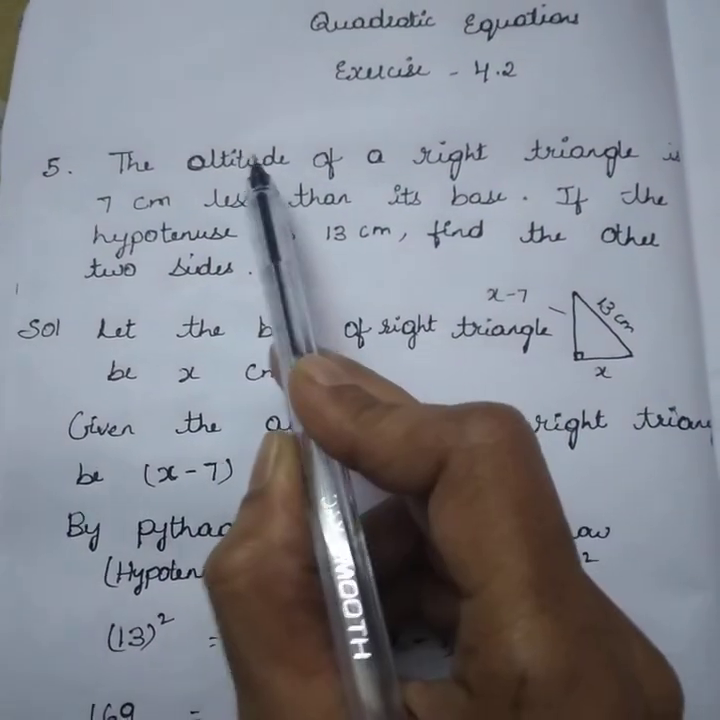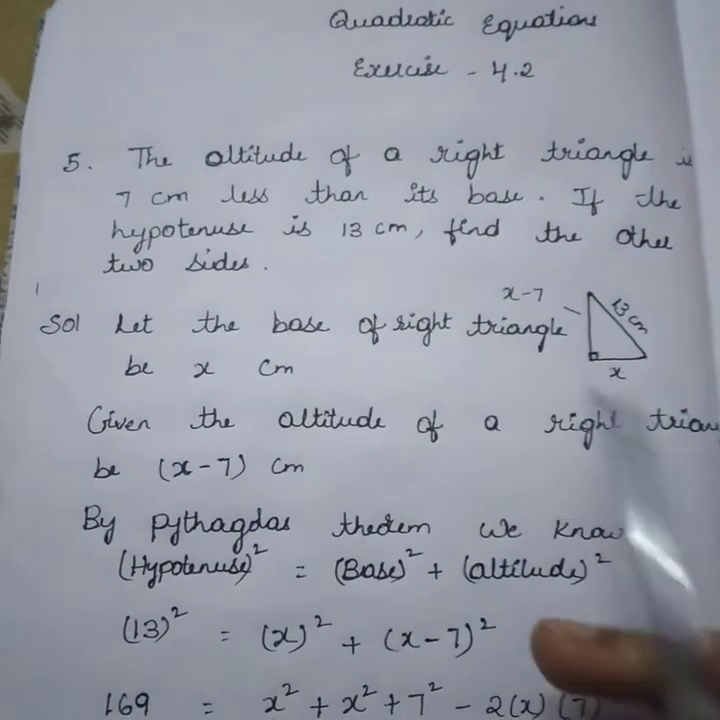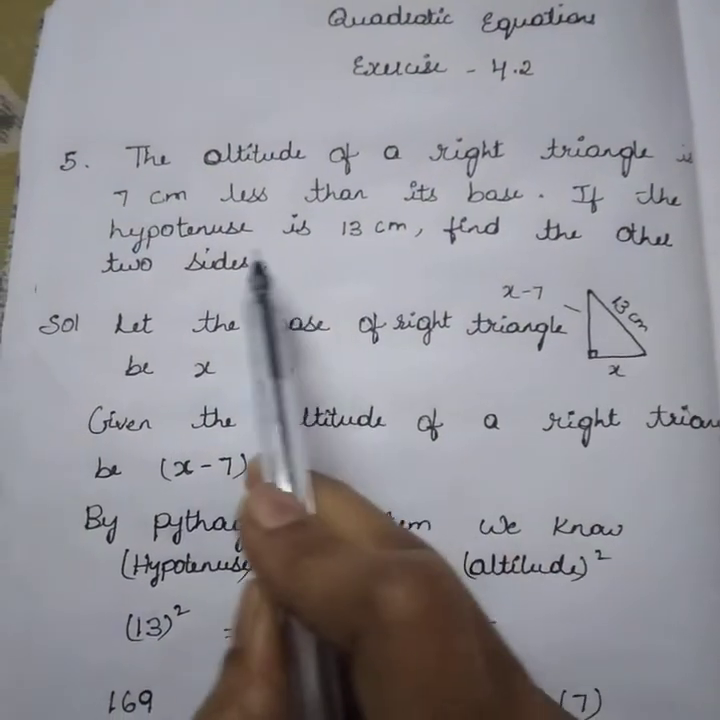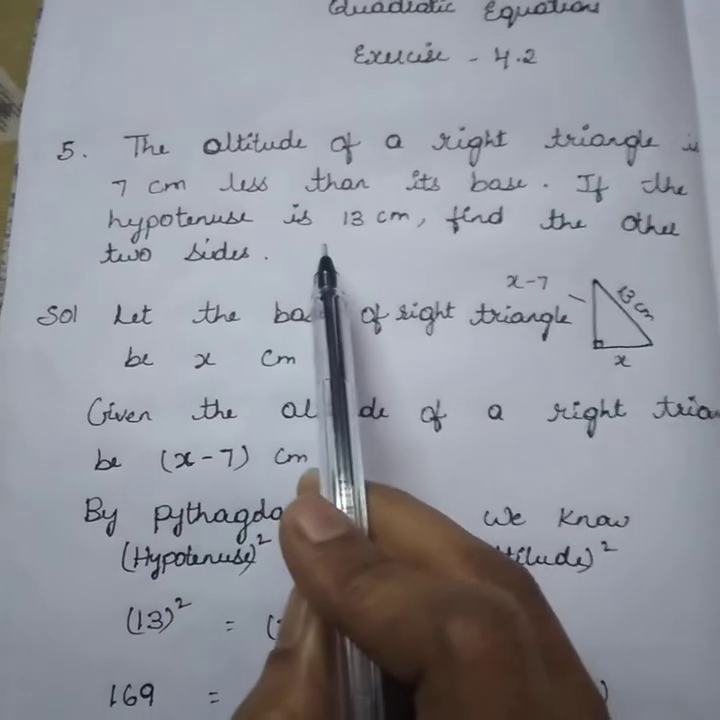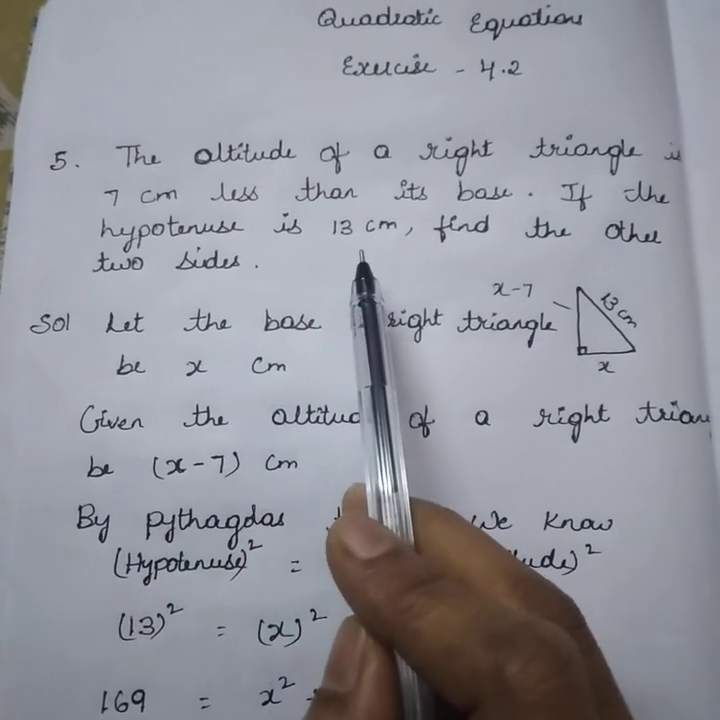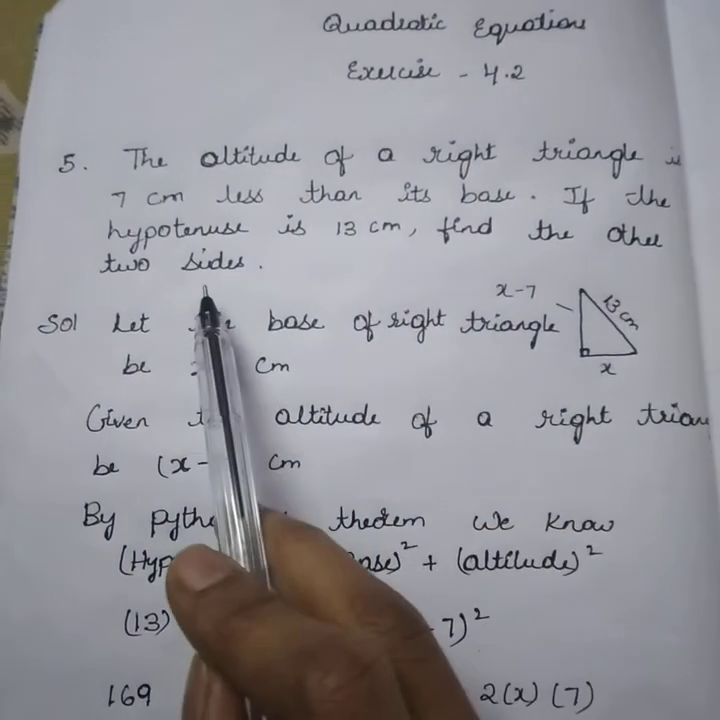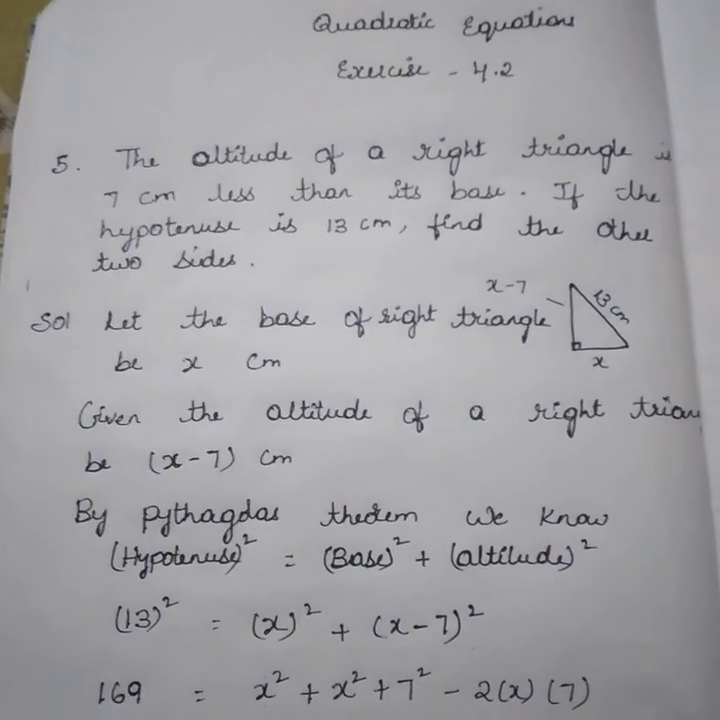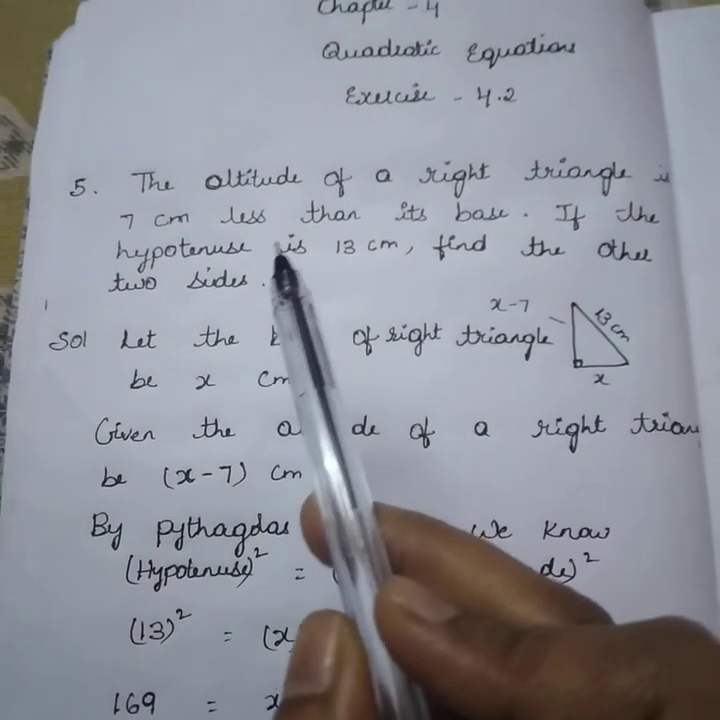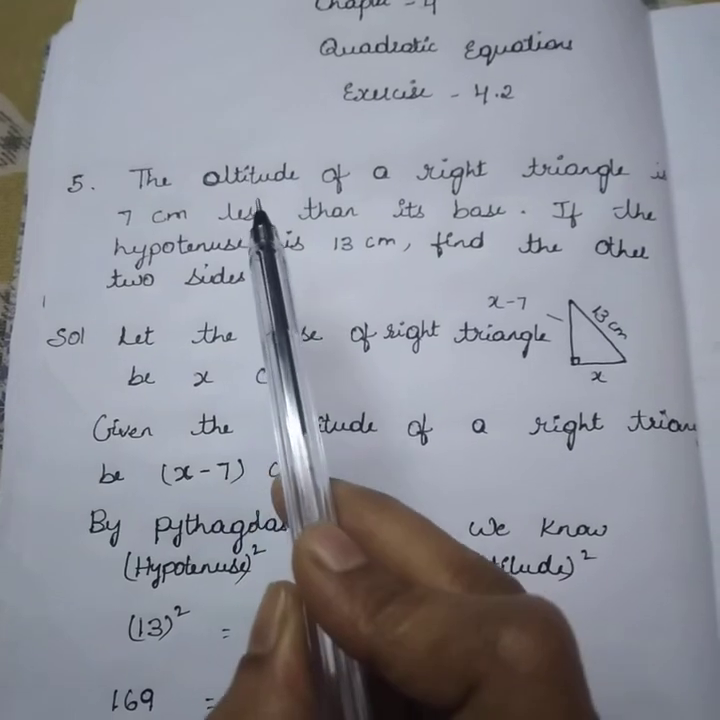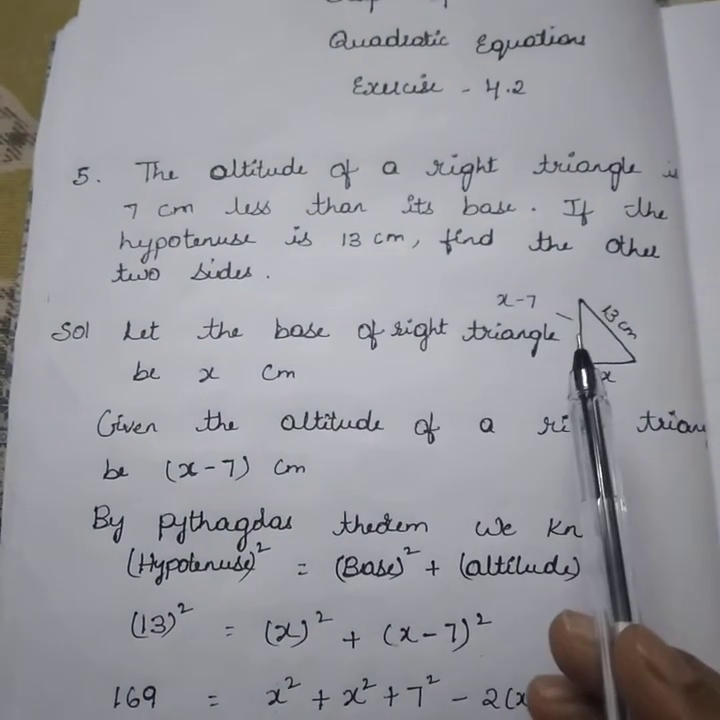The altitude is 7 centimeters less than the base, okay. If the hypotenuse is 13 centimeters, given hypotenuse is 13 centimeters. Okay, find the other two sides. Here we need to find the other two sides. Okay, we need to find the altitude and base of a right triangle.